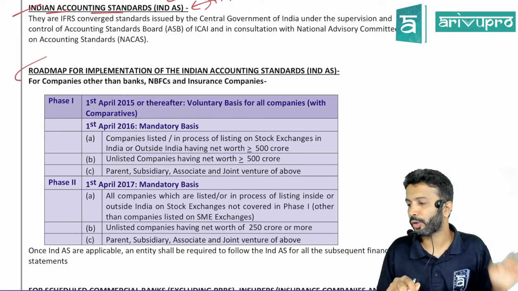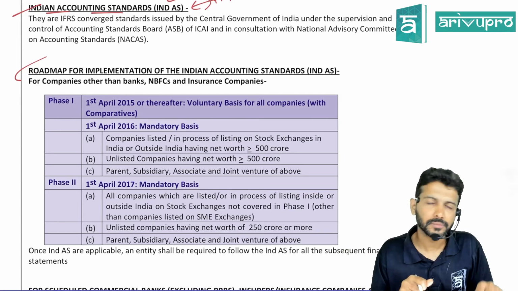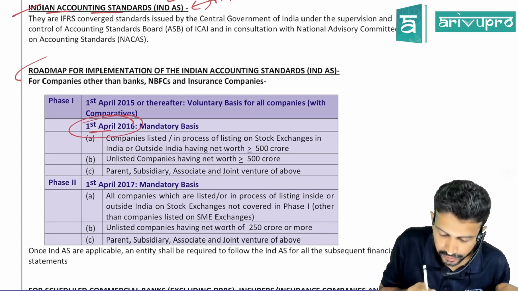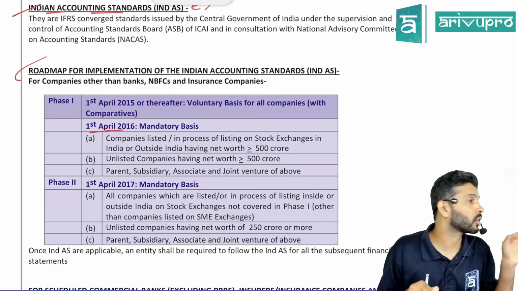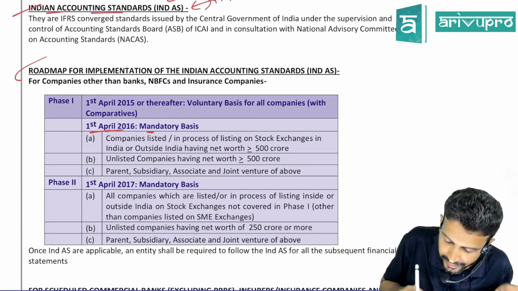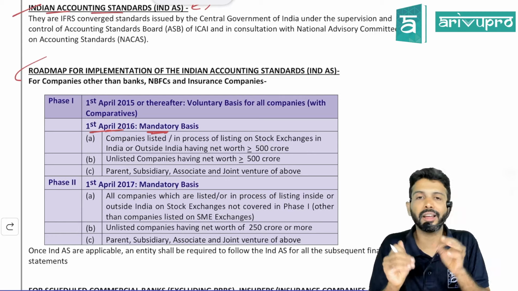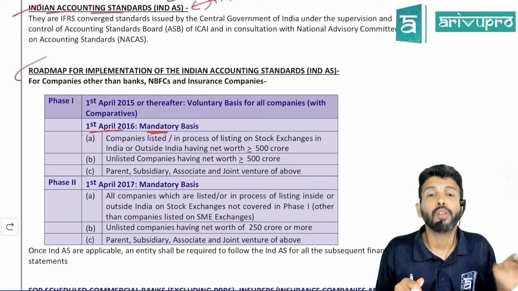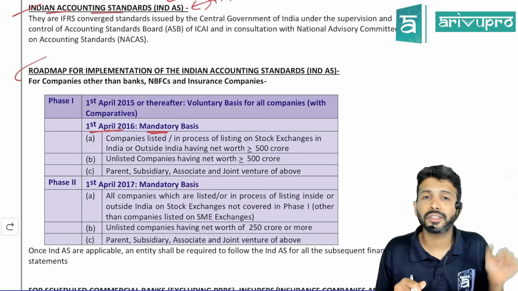So which companies have to follow Ind AS? It's actually very simple. The criteria is: Ind AS first got started, or it's applicable, from 1st April 2016. One year before that, they gave it voluntarily. You can opt for it voluntarily. On a mandatory basis, meaning compulsorily, Ind AS is applicable from 1st April 2016. For which companies?